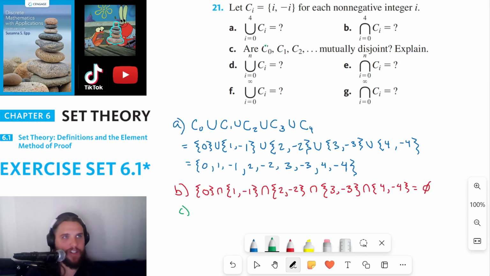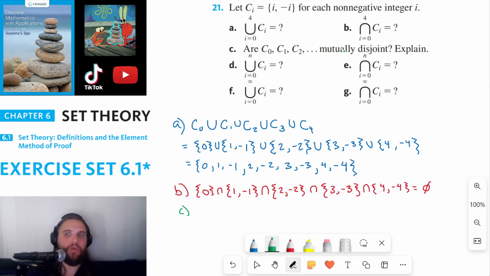Part C, are C sub 0, C sub 1, C sub 2 mutually disjoint? Explain. Now, mutually disjoint just means that the sets are completely separate from each other, which seems to be true. If you notice, when we go from C sub 0 to C sub 4, we list out all of these sets, and none of these sets have anything in common. The intersection is just the empty set.